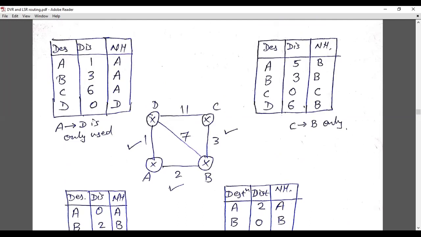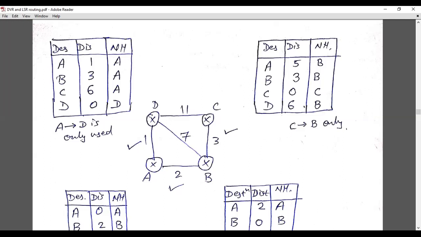So that's why 5 and B. And B to C to B, C to B is an edge of distance 3. So 3 and B. Then C to C is 0, and then C to D there is a path, but instead of following this 11 distance, it will follow this 3 plus 2 plus 1. So that is a better path. The distance would be 6, and the next stop would be B.